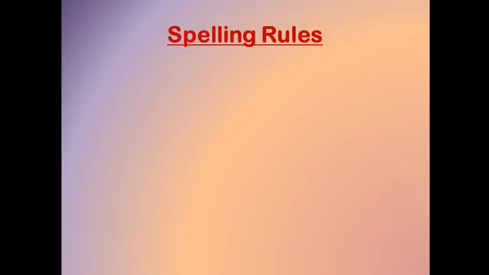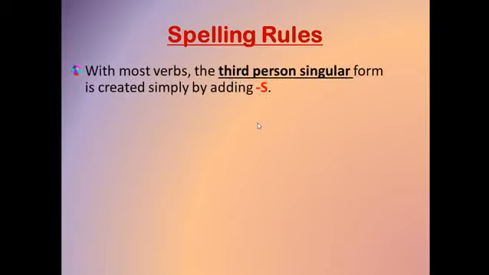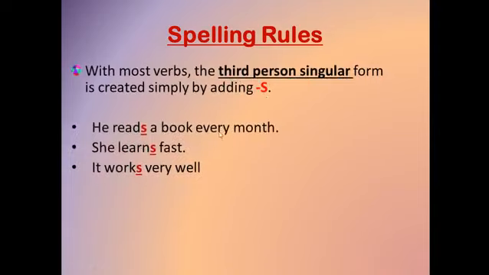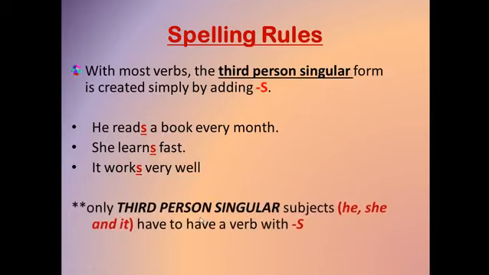Okay, and we said that we have certain rules that we have to take care of while forming the present simple, especially with the third person singular with he, she, and it. So we said with he, she, and it, I simply add an s to my verb in the present simple. He reads, she learns, it works. Okay, and this is only with he, she, and it.